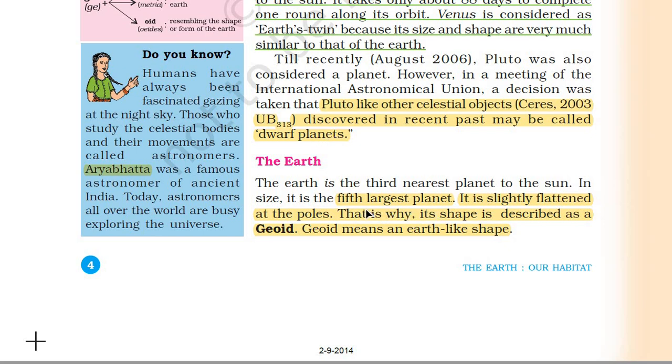Next, we have some information about Earth. It is flattened, as we have all studied. It is like an orange. We've all seen an orange, so it is a bit flattened at the poles. It is not exactly a circle. That is why the shape is described as geoid. Geoid means an earth-like shape, totally shaped like the earth. This is an important question. A question can be asked from here.